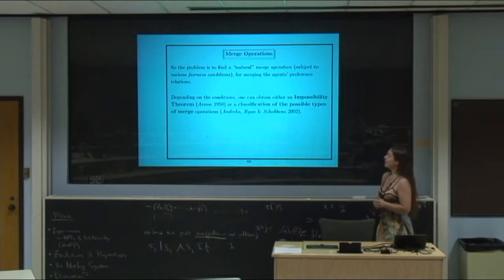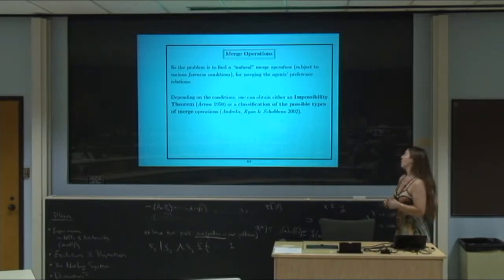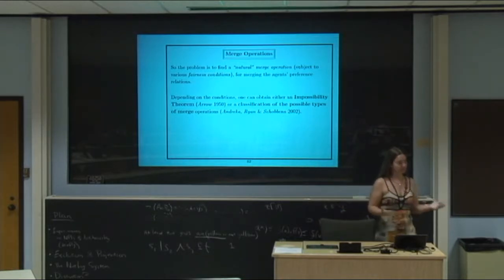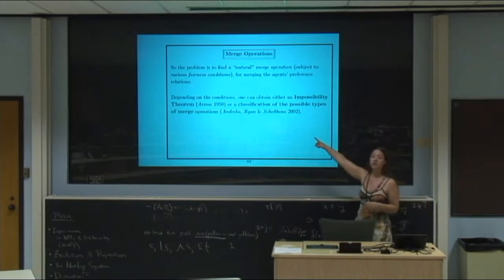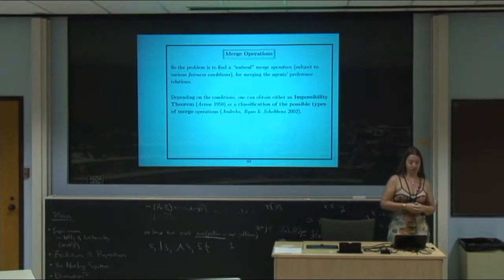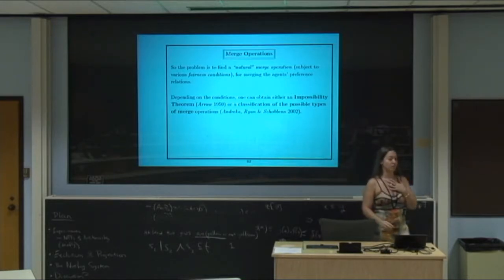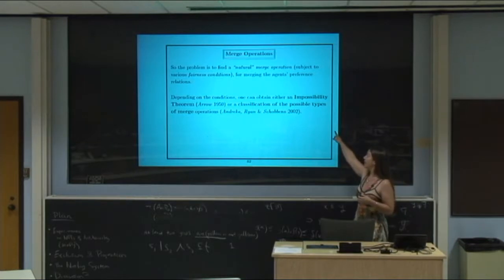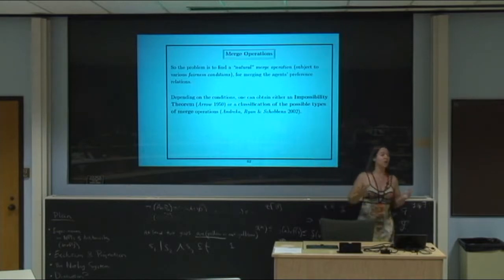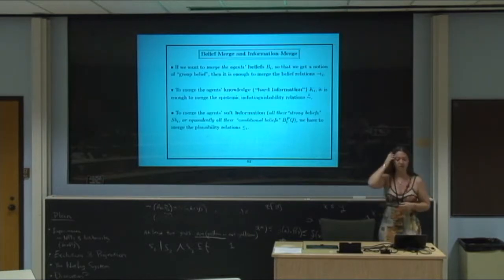Now, the problem of finding what a natural merge operation is really has been studied here, right? Depending on the conditions, there are known impossibility theorems in the literature, and that refers to Arrow's theorem, 1950. Or there are also classifications of the possible types of merge that you can reach. An important paper here is a paper of Andréka, Ryan, and Schobbens in 2002, where they study specific types of possible merge. That classification is what we're also using for our plausibility merge, in the belief merge setting that we're studying here.